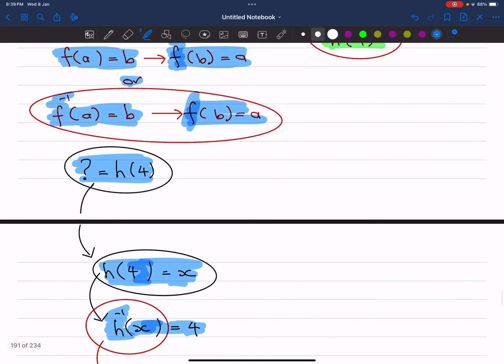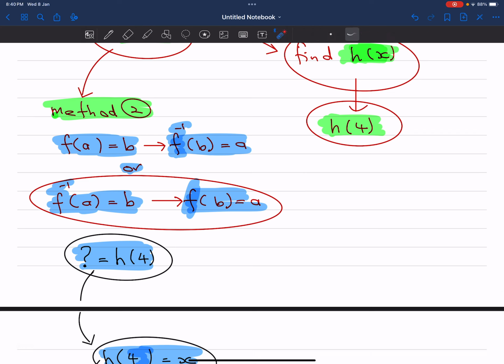Now this part is quite important. I'm going to repeat it. If f(a) equals b, exchanging the a and b, the function f will become inverse. Similarly, if I have f inverse a equals b, by exchanging a and b, the f inverse becomes f. So this second method is easier because we don't have to find the function h.